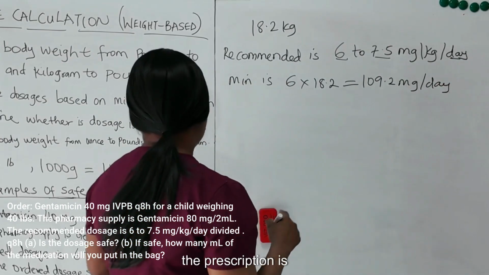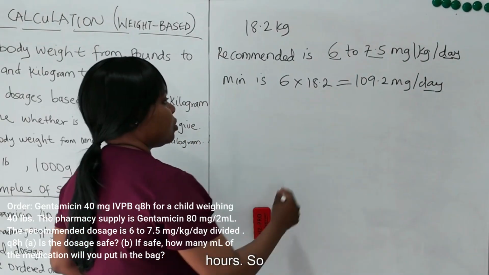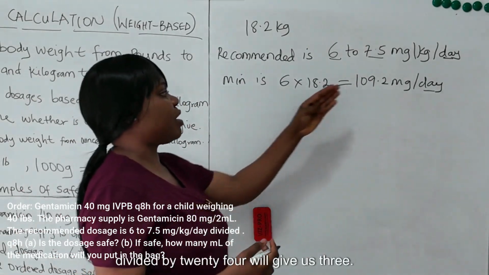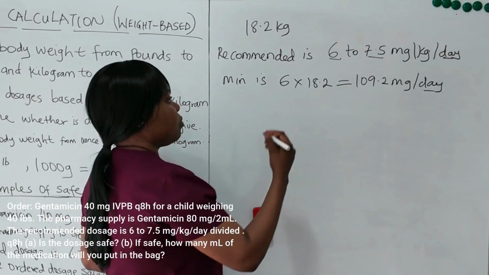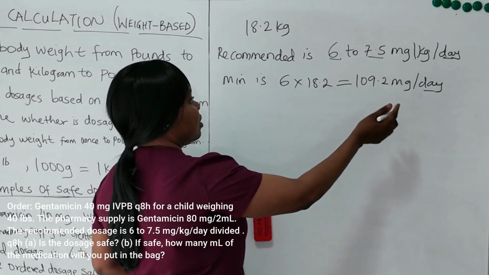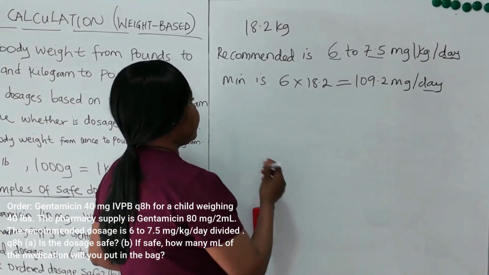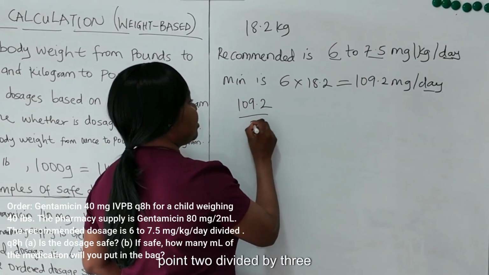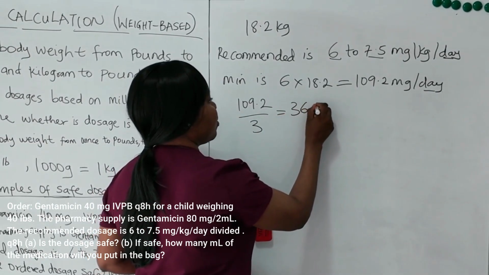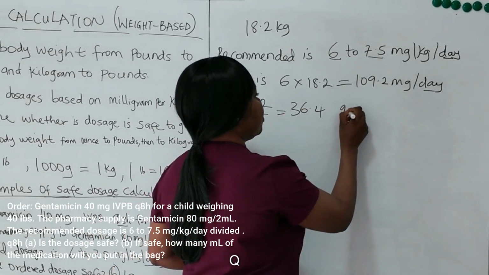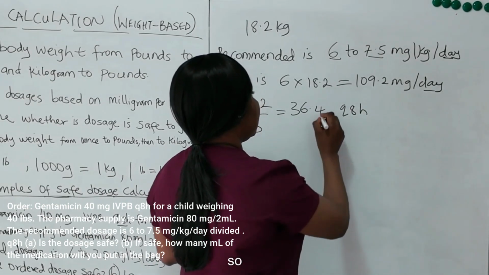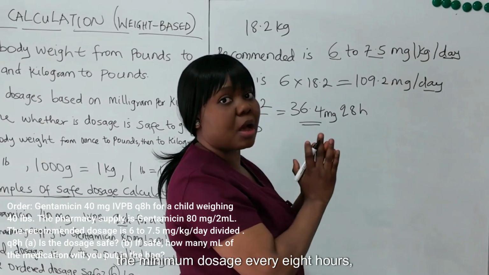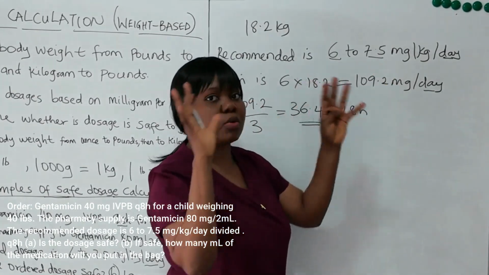But remember, the prescription is Q8 hours. So in a day, we have 24 hours. So if it is every 8 hours, 24 divided by 8 will give us 3. So if we use that now, we'll be dividing this with 3. So that means 109.2 divided by 3 will give us 36.4 milligram Q8 hours. So this is the minimum dosage every 8 hours, no longer per a whole day.